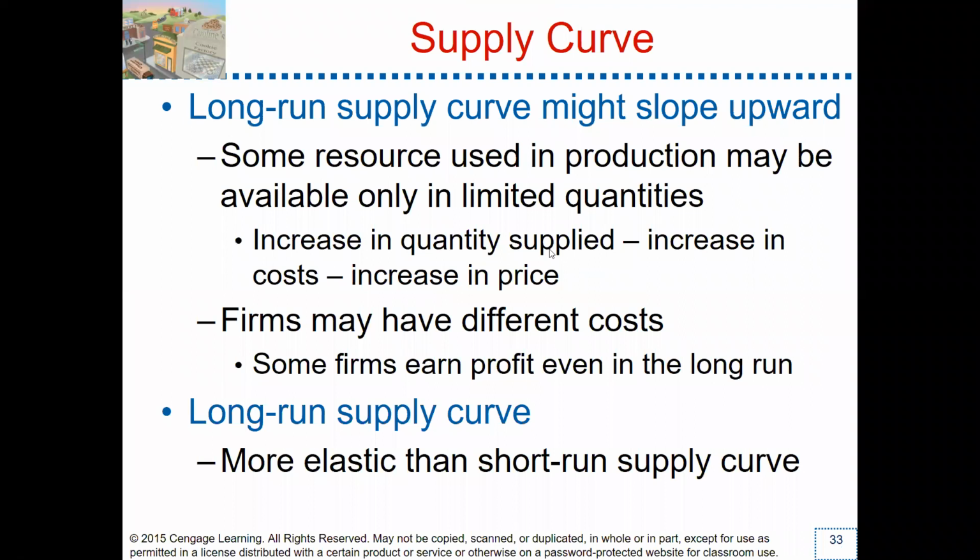So the long run supply curve might slope upward, since some resources used in production may be available only in limited quantities. Increasing the quantity supplied will increase the cost, which will increase the price. And the firms may have different costs, and firms sometimes earn a profit even in the long run because of the different costs. And long run supply curves are basically more elastic than short run supply curves.